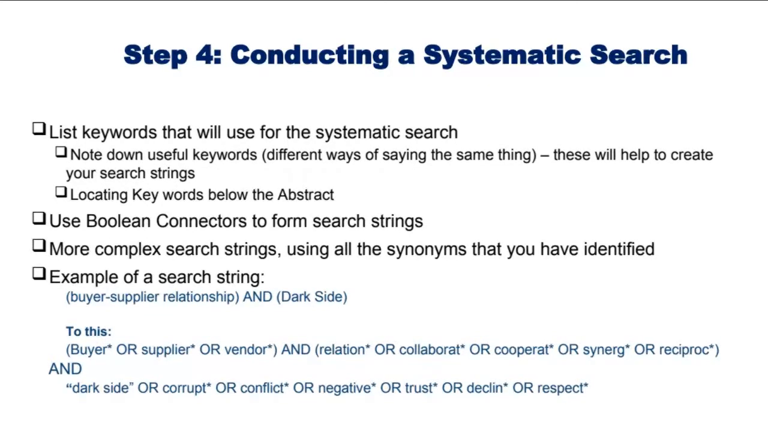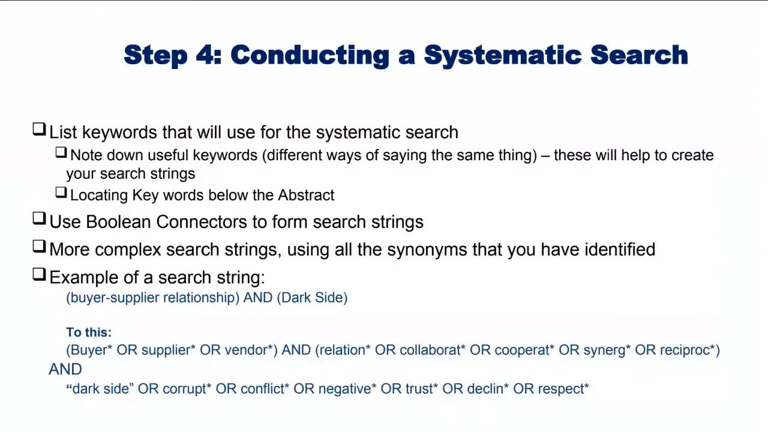Sometimes if you have very complex search strings, you can use synonyms you have identified. For example, they are looking at buyer-supplier relationships and the dark side. So they said that we need to unpack this buyer-supplier relationship. Here we want to talk about buyer or supplier or vendor. And relationship is also very complex. We want to talk about relationship, collaboration, cooperation, synergy, reciprocity.